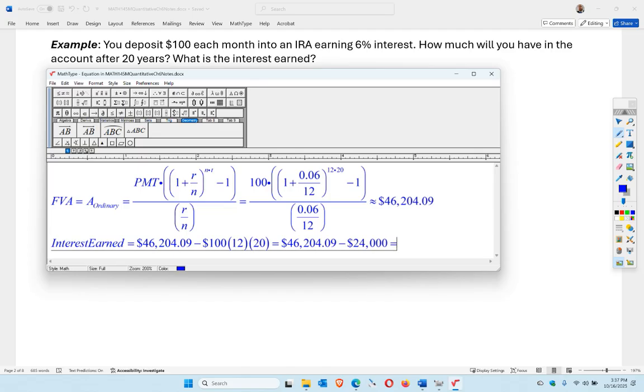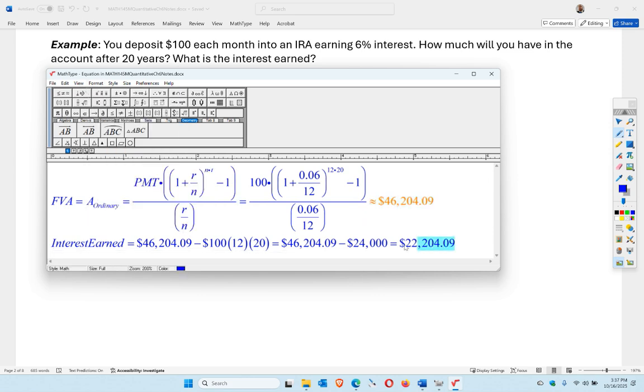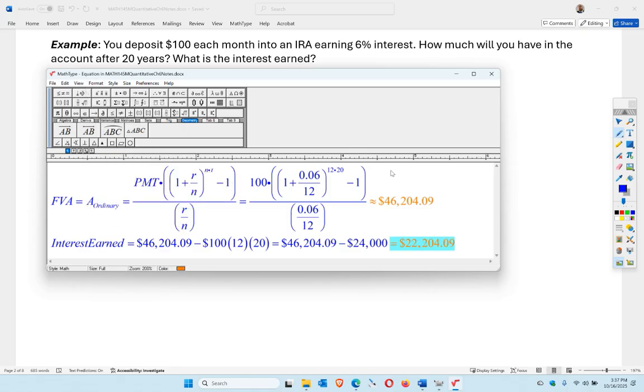Correct? So if I subtract those two, 46 minus 24 is 22. Oh, I'm going to put a dollar sign there. That's $22,204.09. Okay? So again, it's approximate there, because there is some rounding involved in the penny, obviously. Never works out nicely, right? So we actually made this much in interest. We made almost as much interest as the amount that we put in. It's almost a 2 to 1.